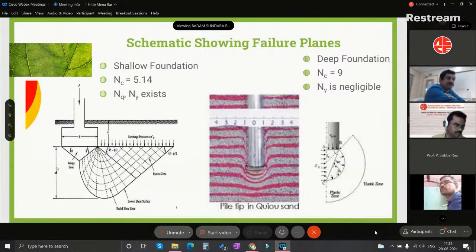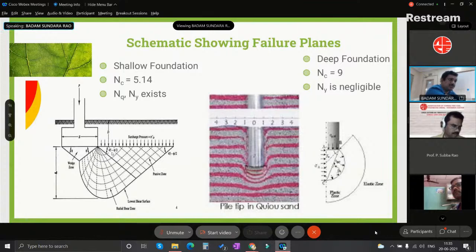This zone 2 soil is mostly responsible for the shear stress or shear resistance point of view. And he proposed also a third zone, that is the passive zone, that is lying near the ground surface. But the movements of the shear displacements are not significant in the zone 3 that was suggested by Terzaghi. And zone 3 is making an angle of 45 minus phi by 2.